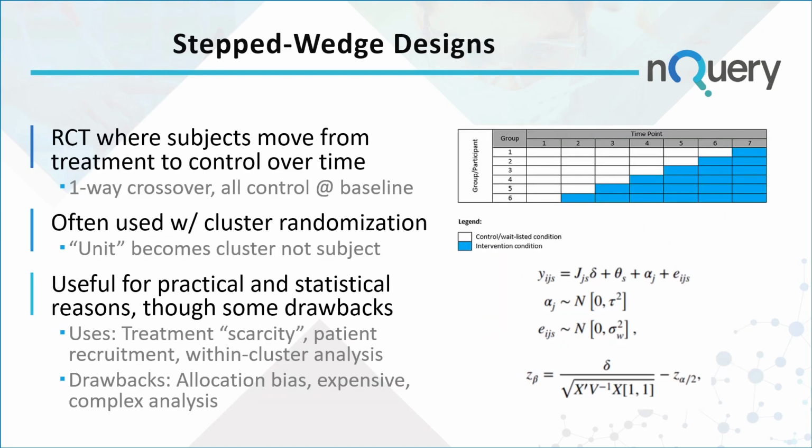So what I've mostly talked about there is the simple cluster randomized design, but there are extensions of this, such as the stepped wedge design, which is where subjects move from control to treatment over time. Let's say you look at this pattern here. What we're saying is that in time point 1, say after the first month, everyone's getting the control. In time 2, suddenly group 6 is getting the treatment, and then over time that's moving up and up until everyone is getting the treatment, almost like a crossover type design where everyone is in control at baseline. But this is a design that's often paired with cluster randomization. Once again, the unit is the cluster, not the subject.